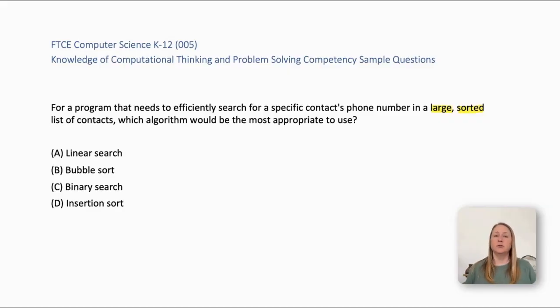A is a linear search. It works, but it checks each item one by one, too slow for a large sorted list. B, bubble sort. This is for sorting data, not searching. D, insertion sort, also a sorting algorithm, not used for searching. The correct answer is C.